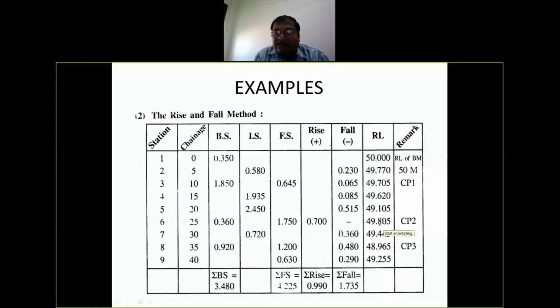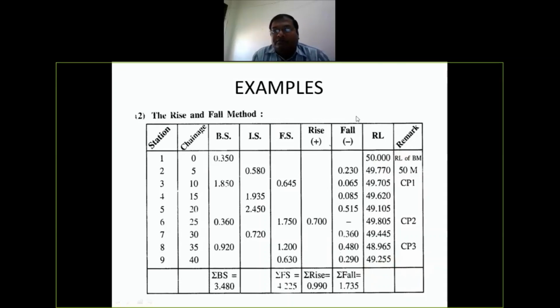Now here you can see 0.700, this value we will not deduct, we will add, because this indicates the rise, and we will add this value to this particular RL. So 49.105 plus 0.700, 49.805. Same way you have to deduct this value from here, you will get the RL of this point. You have to deduct 0.480 from this value, you will get the RL of this point, and you have to deduct 0.290 from 48.965, you will get the RL of this particular point. This is your last RL, this is your first RL.